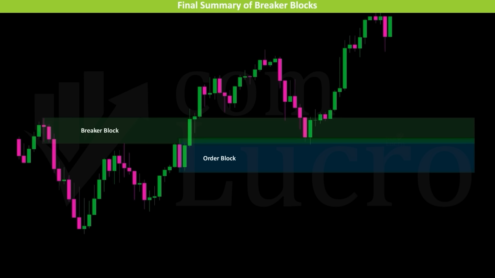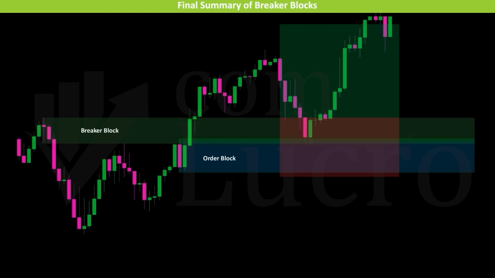These setups are powerful because they mark areas where many orders were previously executed and where positions may still be active, increasing the probability of a retest. In this final scenario, we identify a valid breaker block paired with an order block. The entry is placed at the highest point of the breaker block, and we wait patiently for price to return and activate the trade.